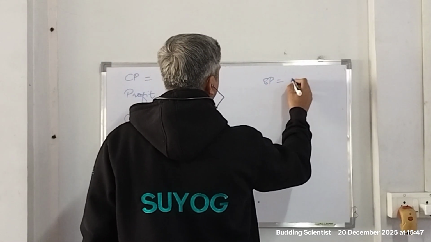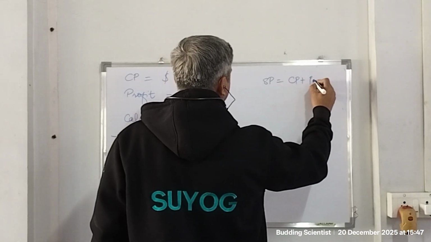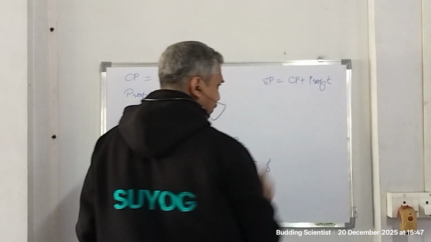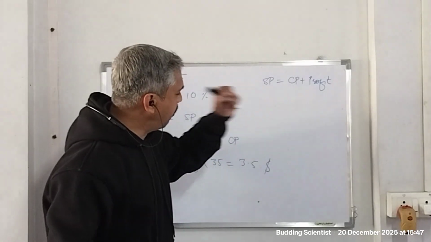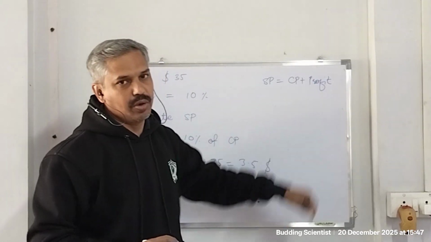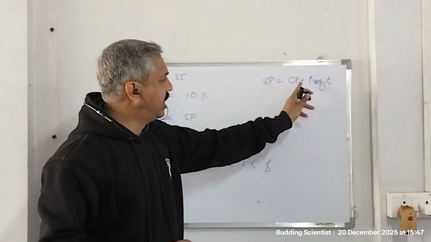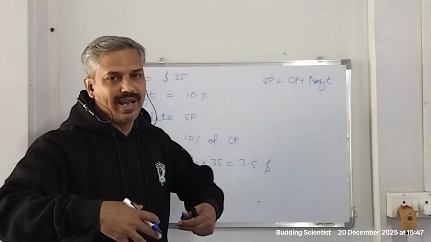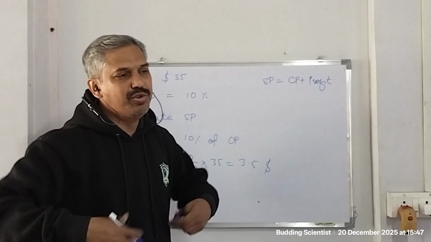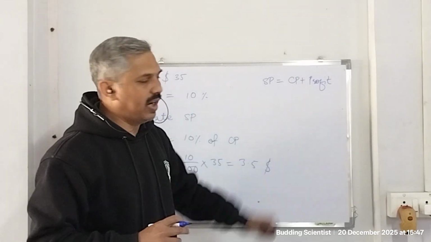SP is equal to CP plus profit. If it was a loss, I would write SP is equal to CP minus loss. Profit is positive, so write positive. Losses are like negative. There, you lose your money, you don't get it back. So write negative.